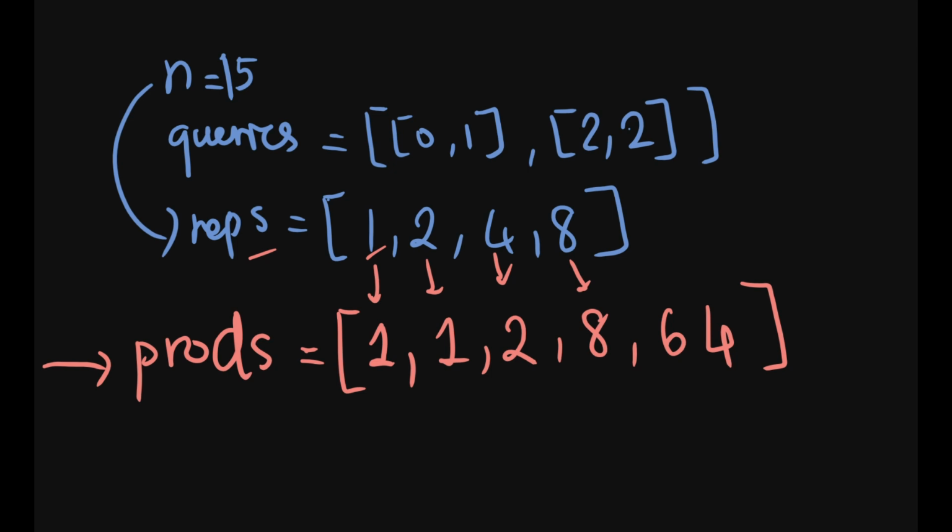So for example, let's have a look at the first one. We have 0 to 1. That means, okay, let me just write out the index.